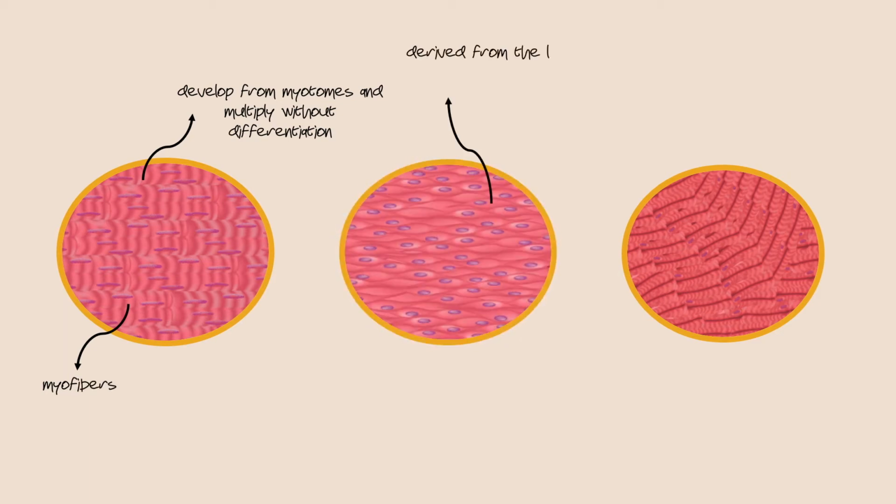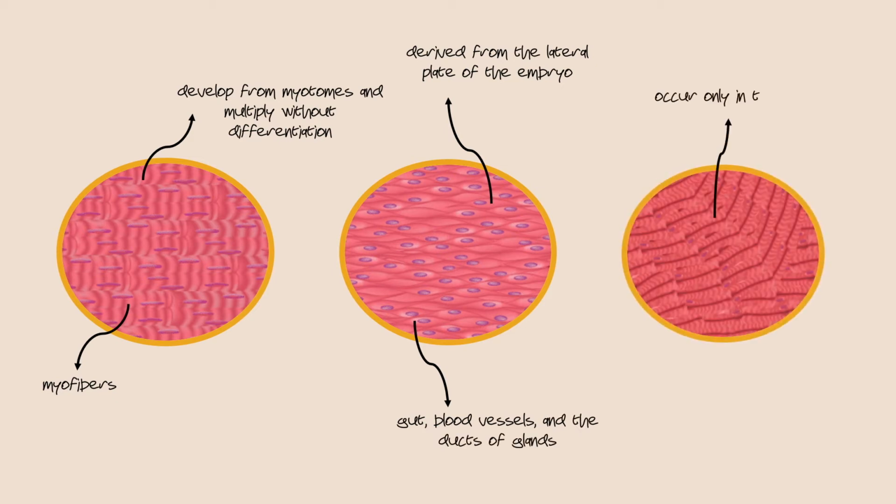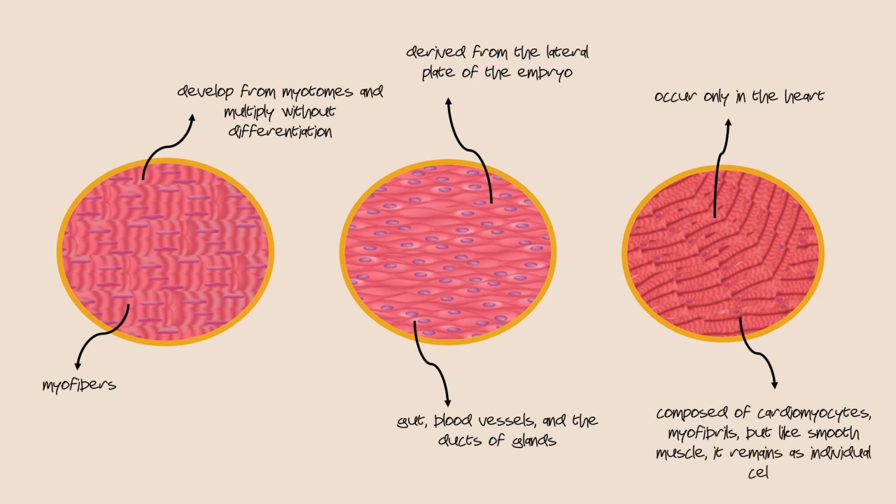They are composed of elongated, multinucleated cells called myofibers. Smooth muscle is derived from the lateral plate of the embryo and is found mainly around the gut, blood vessels, and the duct of glands, where inherent rhythmic contraction is required. Cardiac muscles occur only in the heart, composed of cardiomyocytes. It has myofibrils, but like smooth muscle, it remains as individual cells. The cells are joined end-to-end by intercalated discs, which contain structural junctions, adherens junctions, and desmosomes, together with gap junctions that allow rapid spread of electrical signals through the myocardium.